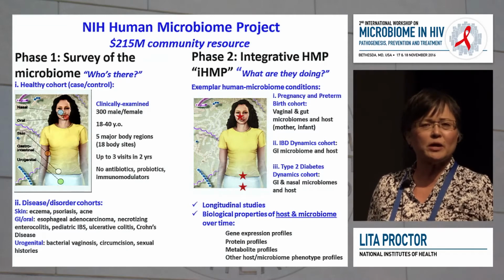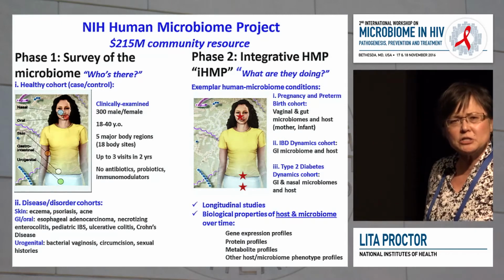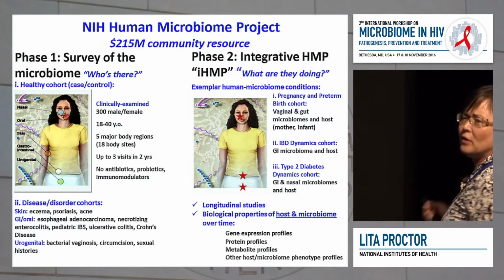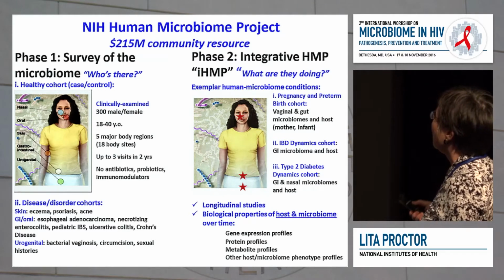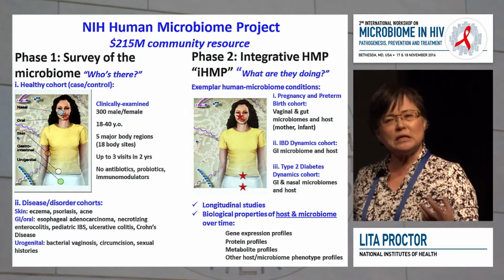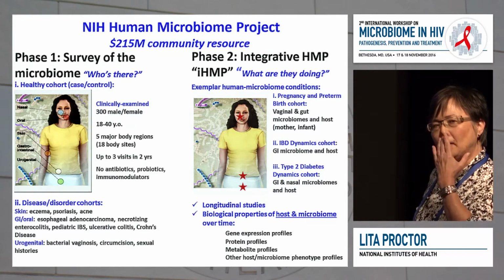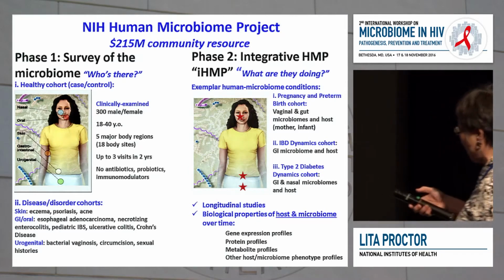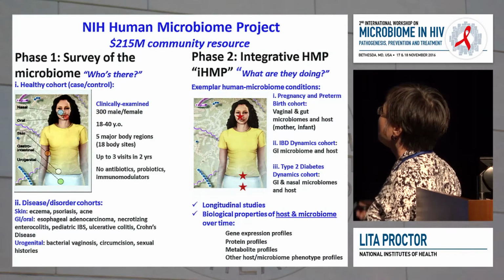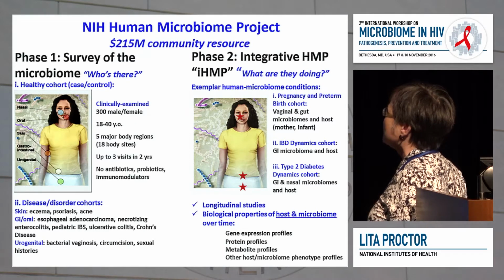And of course, Elhanan made a much more eloquent case for really analyzing the functional properties of the microbiome. But the recognition and the need to actually analyze the functional properties of the microbiome formed the basis of phase two, which we fondly call the integrative HMP or the iHMP. And the whole point behind this is to ask the question, what are they doing? Well, in order to do that, we realized we needed studies in which multiple multi-omic properties are measured. So phase two is a somewhat smaller endeavor, but possibly far more complex, because we support three model or exemplar human microbiome conditions: preterm birth and pregnancy, IBD dynamics, and a type 2 diabetes dynamics cohort.